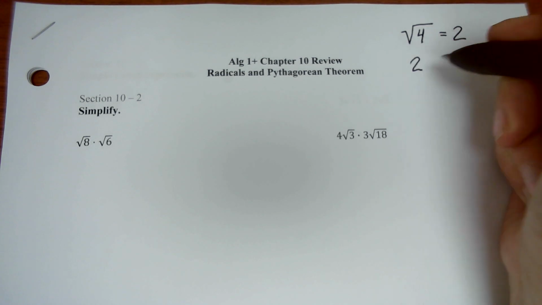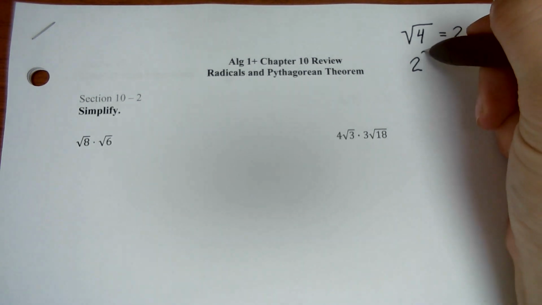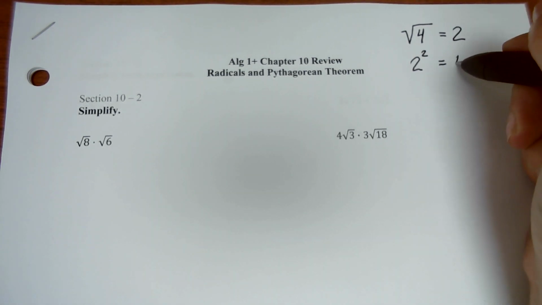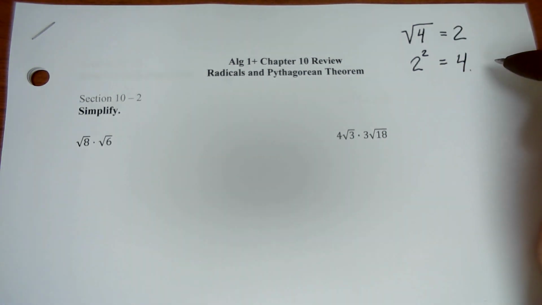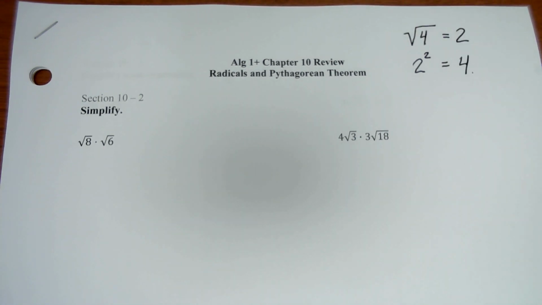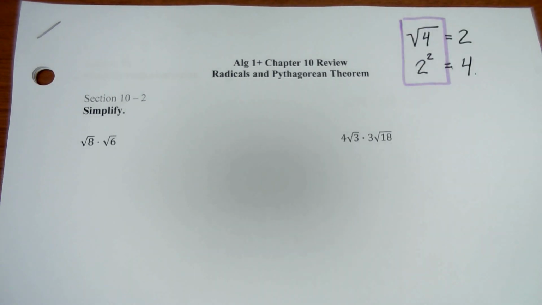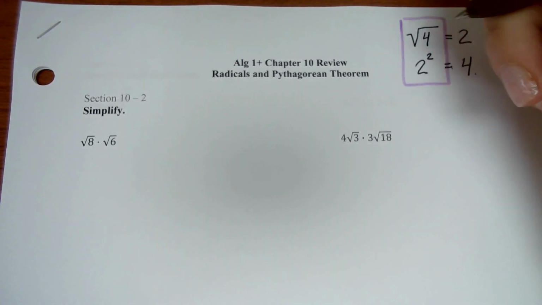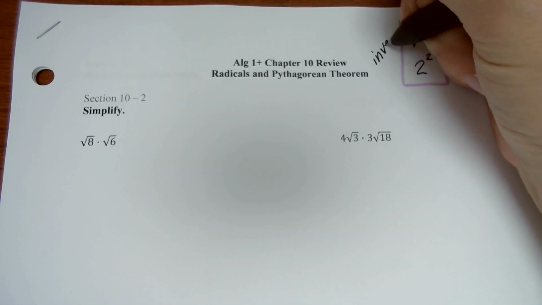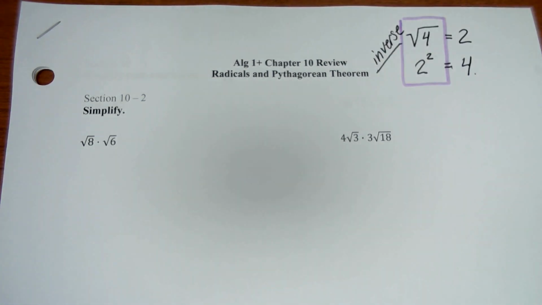Now if I were to do the opposite of that, I would square 2 and I would end up back at 4. So that's why square roots and raising a number to a power of 2 are inverse operations. That's going to be important for us to remember as we apply it to our simplifying skills and our problem-solving skills. So with that being said, let's jump right into our first example.